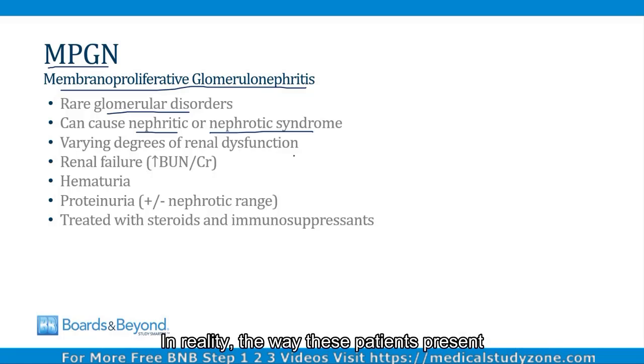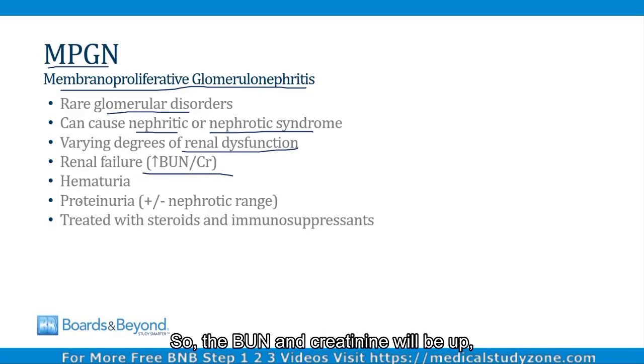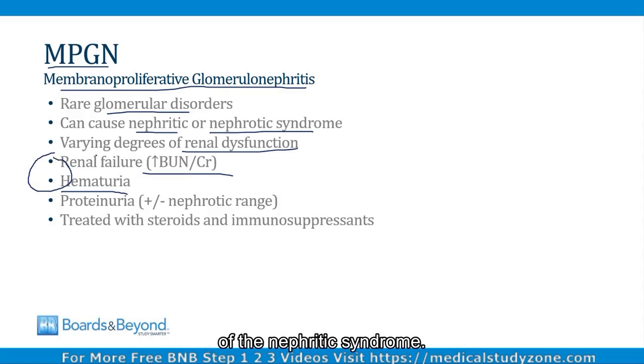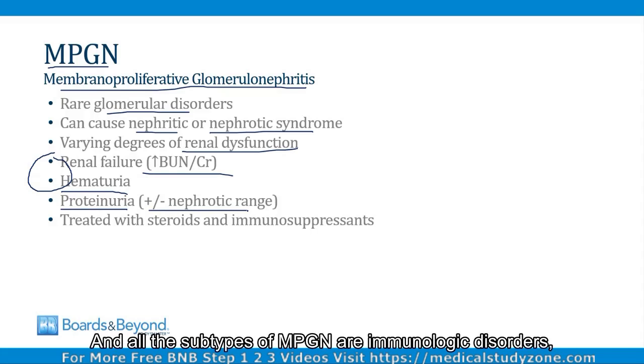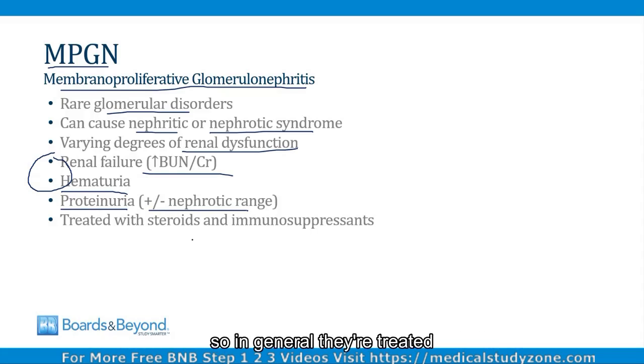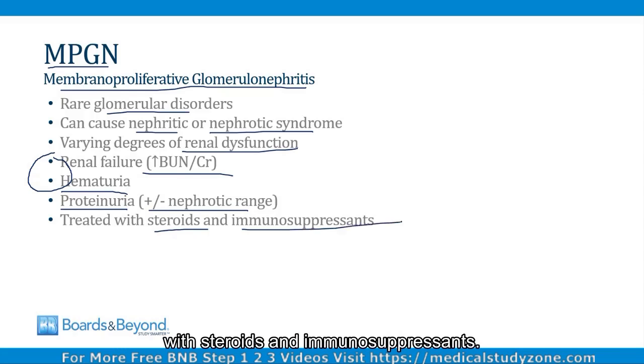In reality, the way these patients present is with some degree of renal dysfunction, so the BUN and creatinine will be up, and there's usually hematuria, and these features are reminiscent of the nephritic syndrome. In addition, these patients have proteinuria and sometimes it's in the nephrotic range, and that's why you'll see MPGN as a cause of nephrotic syndrome. And all the subtypes of MPGN are immunologic disorders, so in general, they're treated with steroids and immunosuppressants.